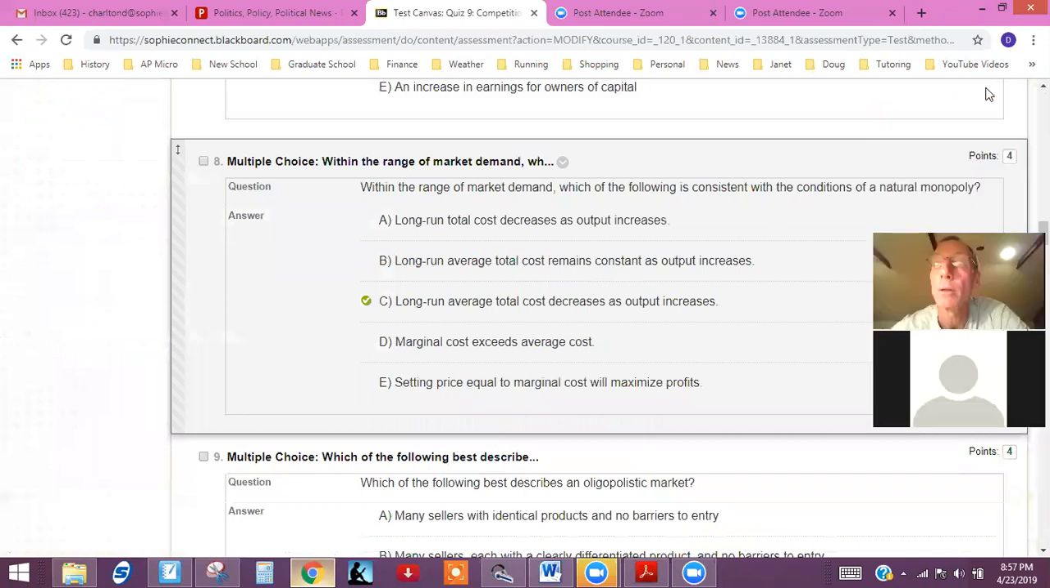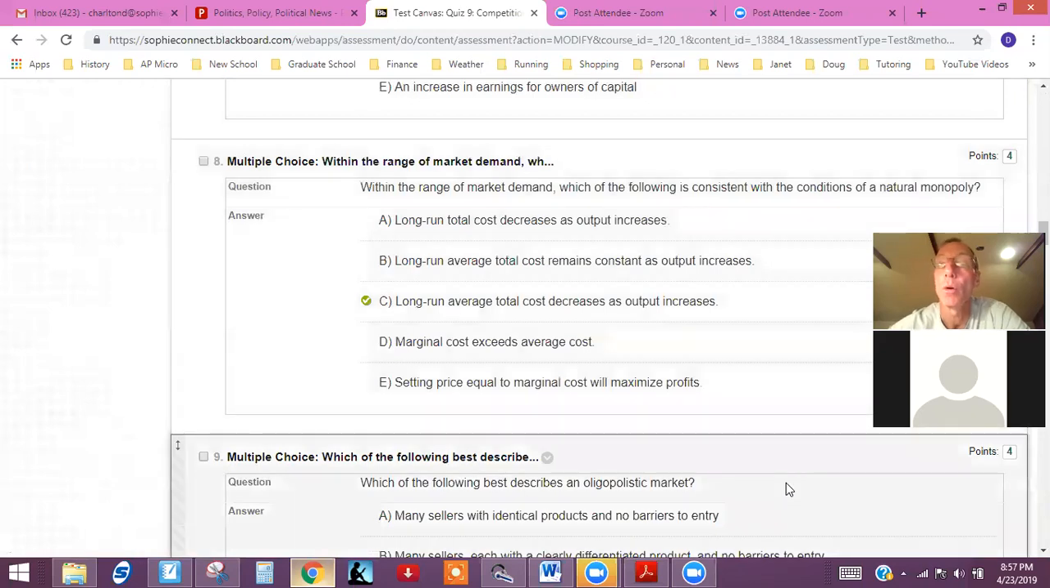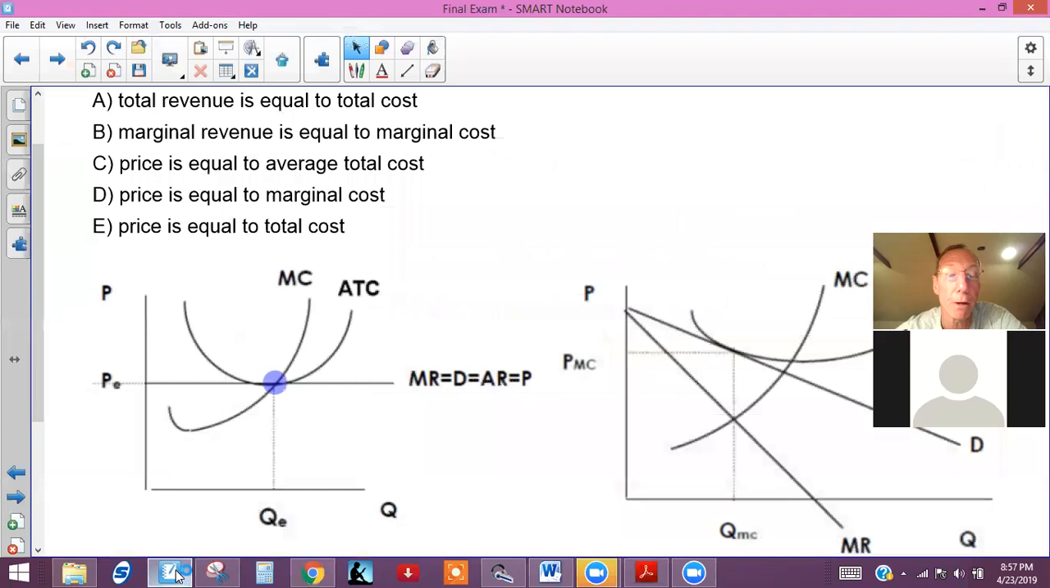Okay, what's your question? Within the range, the answer is C. I don't understand why it's C, because when I look at the graph, in the long run, the average total cost seems to be decreasing at first, but increasing in the end. Let's look at it. You're right, that can be very confusing.